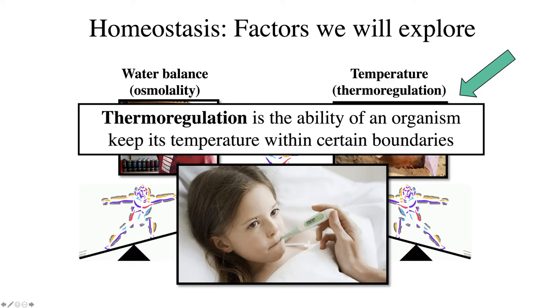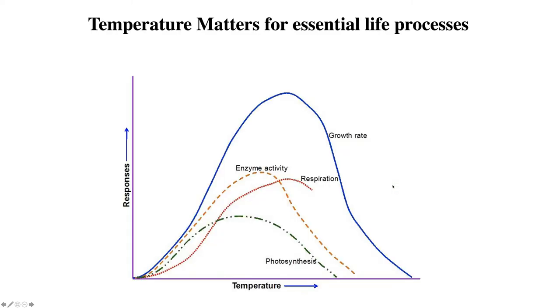So just like humans have to keep their temperature at 98.6 degrees, many other organisms also have an ideal temperature that they work at. And temperature matters for a lot of essential life processes. This is a very simplified diagram looking at how temperature can affect a lot of different important reactions, whether we're talking about growth rate, the ability of enzymes to work in chemical reactions that are important for your survival, rates of respiration, so cellular respiration, or if you're a photosynthetic organism, rates of photosynthesis.